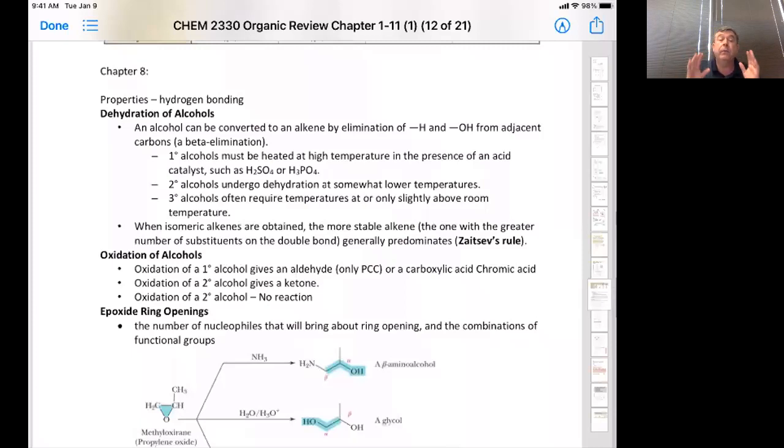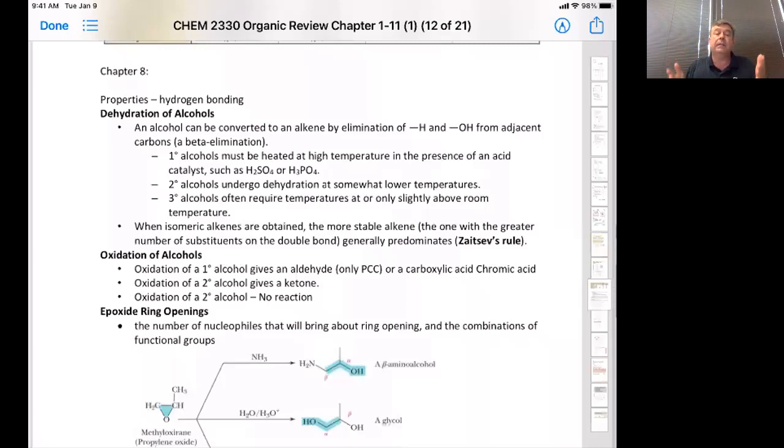Now, whenever we do these dehydrations, we always try to make the more stable alkene. That's Zaitsev's rule. The more stable alkene is the one with more things bonded to it. If you have a choice between a disubstituted alkene and a trisubstituted alkene, the trisubstituted alkene would be the major product because it's more substituted.